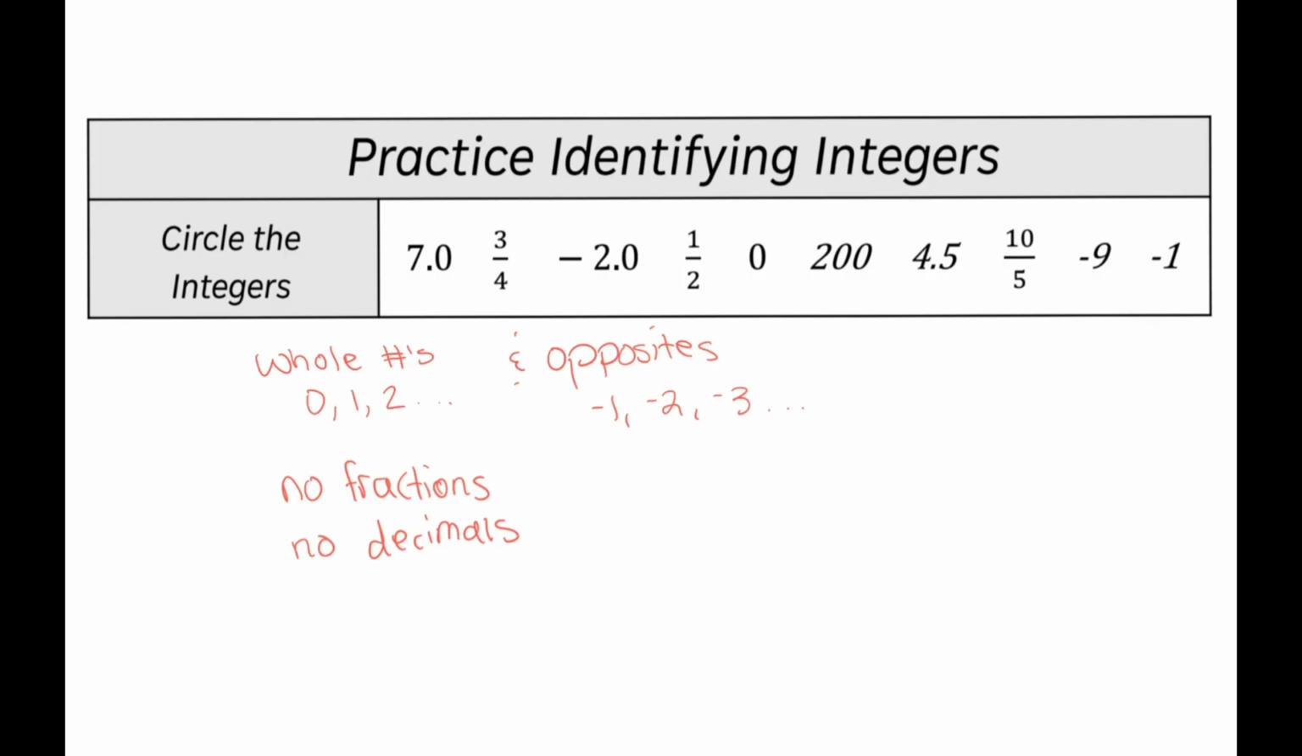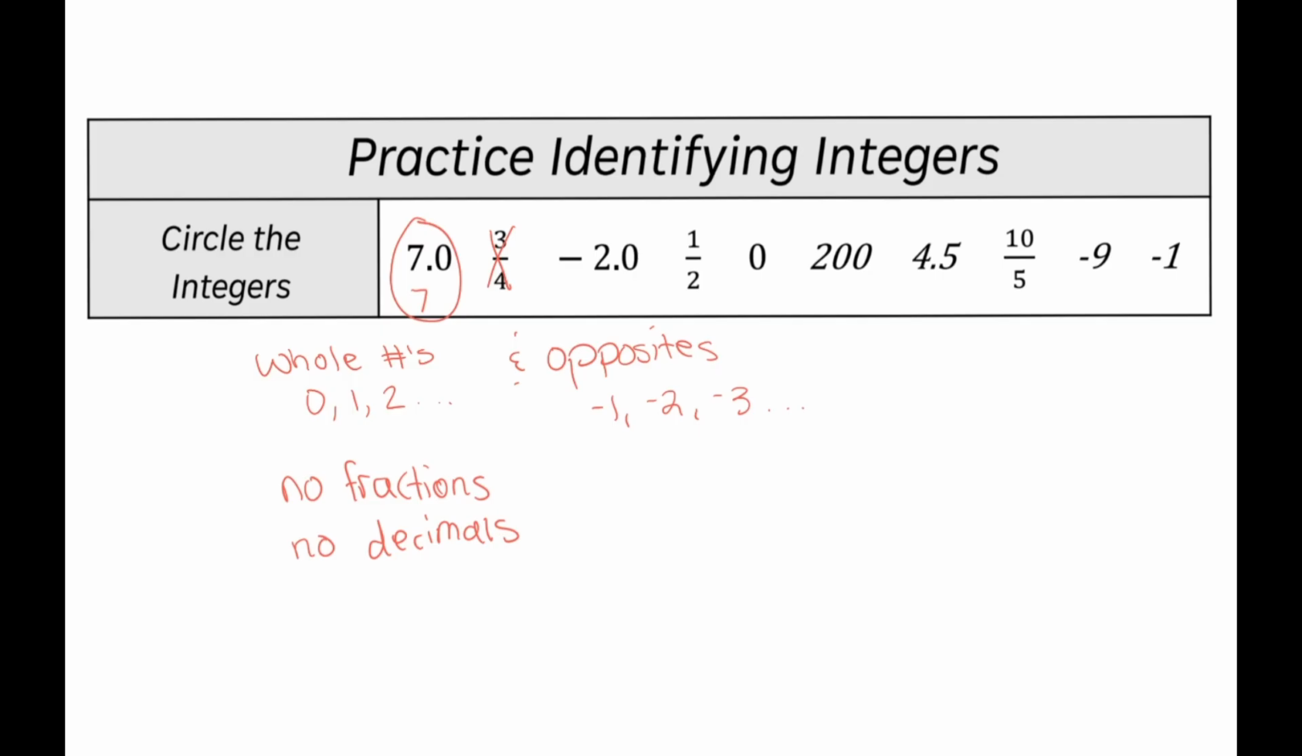So let's practice. Our first one is 7.0. 7.0 is the same as 7. The 0 holds no value. So 7.0 and 7 are the same. So 7.0 is an integer. 3/4. We have a fraction, and this is simplified, 3 out of 4. 3/4 is not an integer, it is less than 1 whole. So that is not an integer.